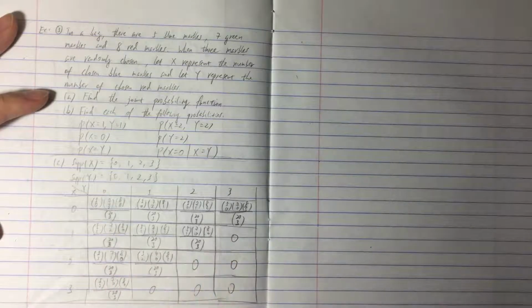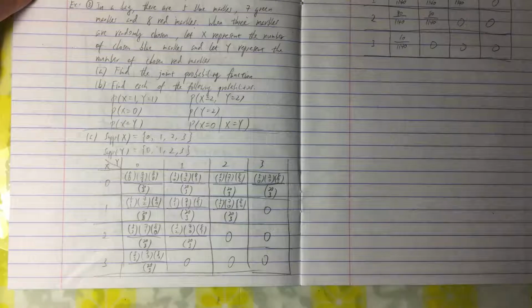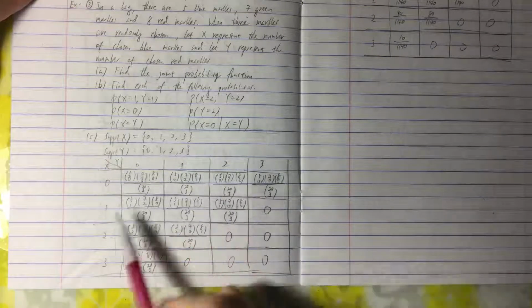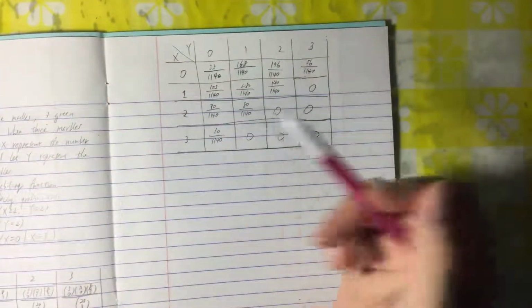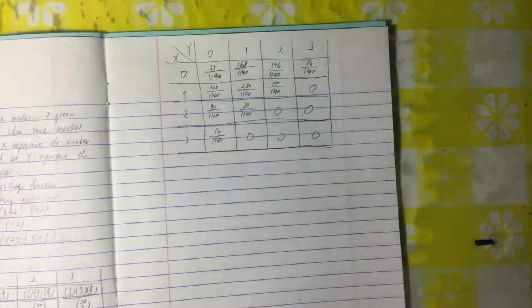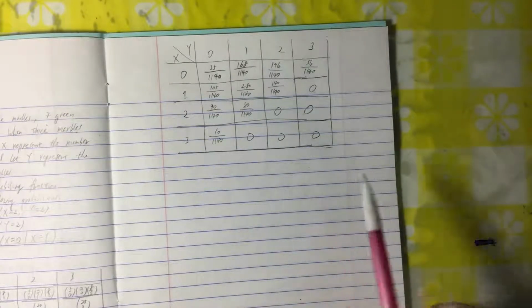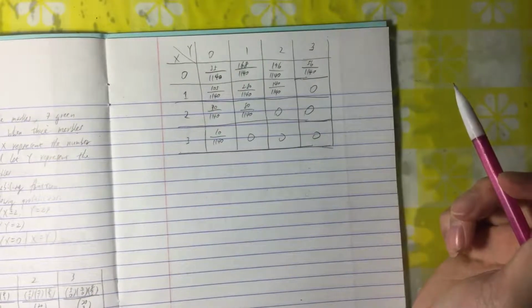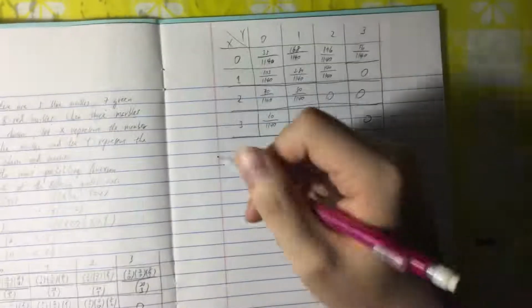Next, we must calculate each of the probabilities. I use my calculator to calculate each probability. Then I have a new table here. This is the joint probability function of x and y. If we want to check the answer, we can add all these probabilities together. The total probability must be 1. That's part A.